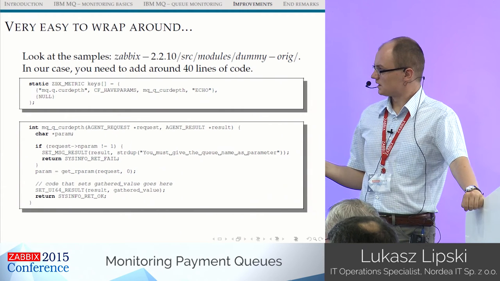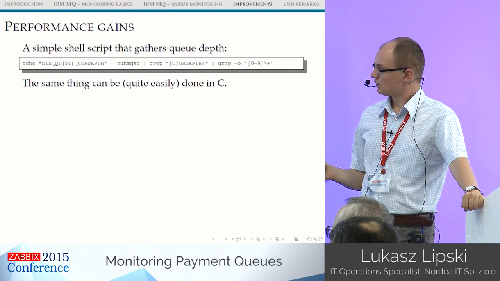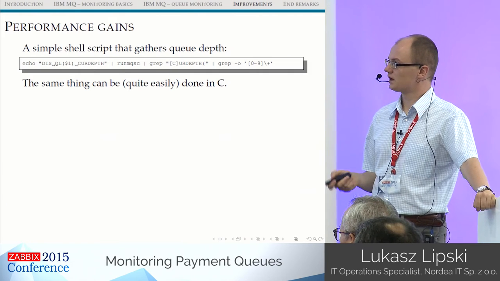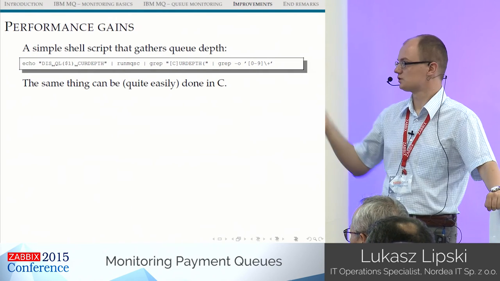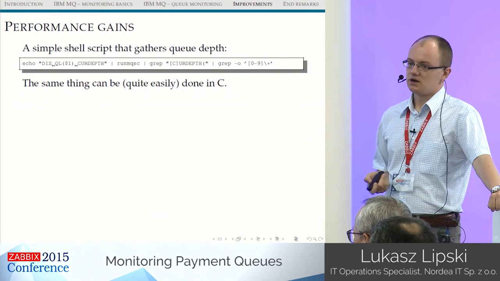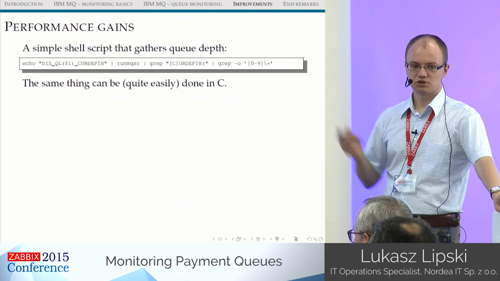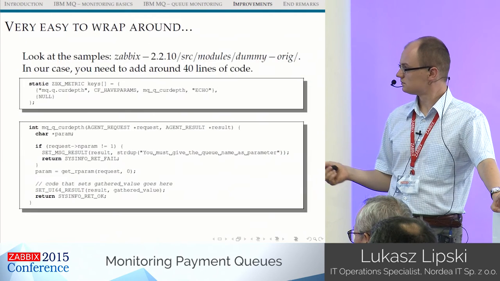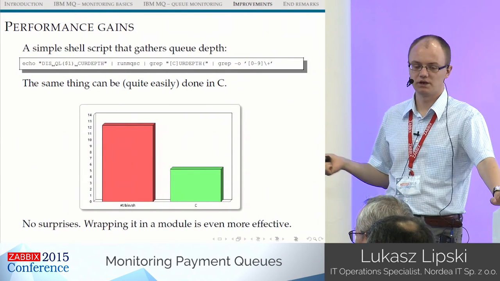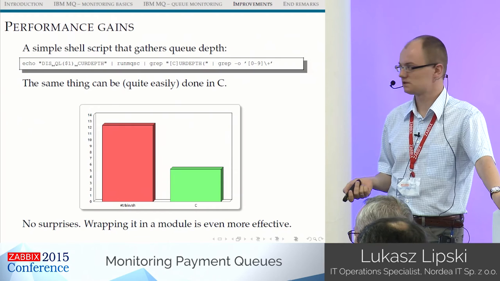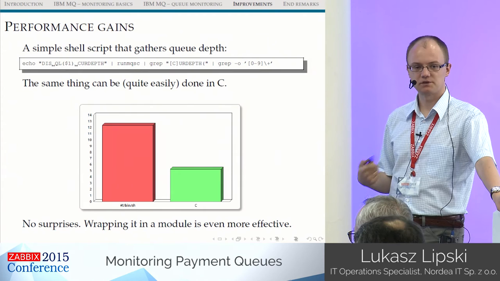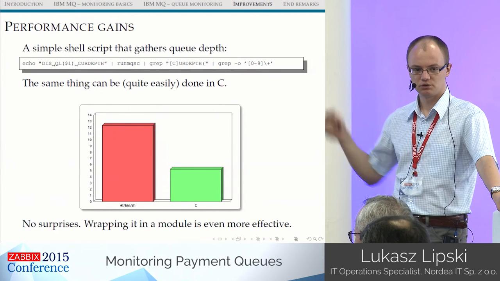What about those performance gains? Well, when we compare a simple shell script that we might use that gathers queue depth for a given queue using the default queue manager, and we compare 1,000 runs of this shell script with the compiled C code, we can easily see that it's more than twice as fast. And wrapping it in a module is even more effective because Zabbix agent doesn't need to fork to the shell to spawn this process.